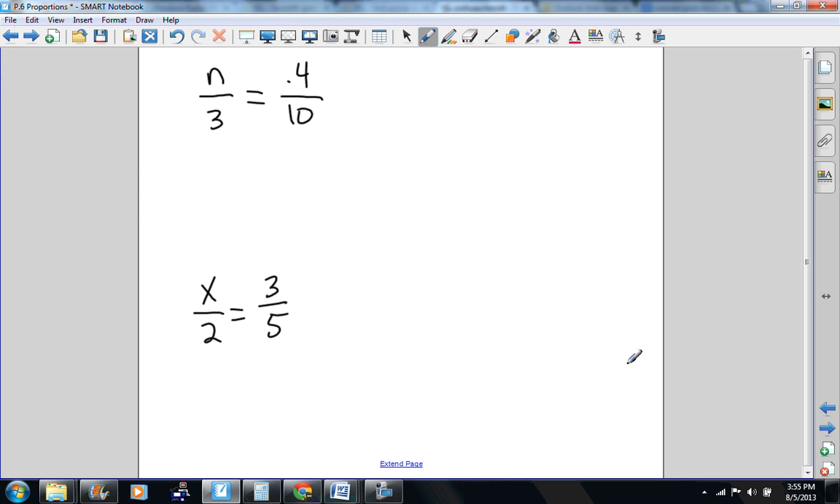For these types of problems, this is where you have to do cross multiplication because there is no secret to how you solve these. But for this top one, we're going to do n times 10, which is 10n, and 3 times 0.4, which is 1.2. And we know that because 3 times 4 is 12, and we need a decimal. So for this, we can solve this just like any other problem. So we get n is equal to, well, 1.2 divided by 10. Well, we're just going to move the decimal 1 to the left and get 0.12.